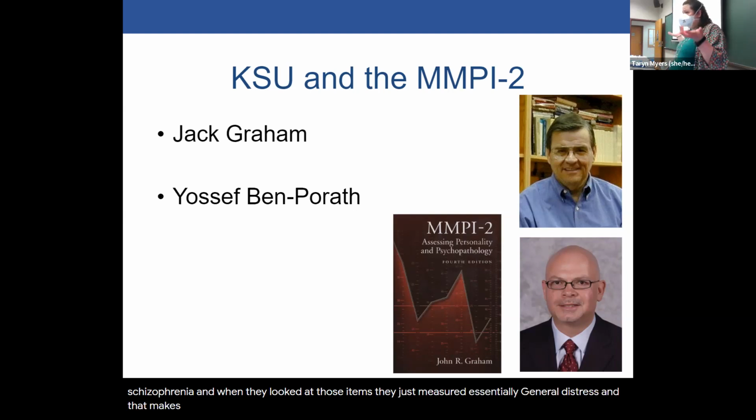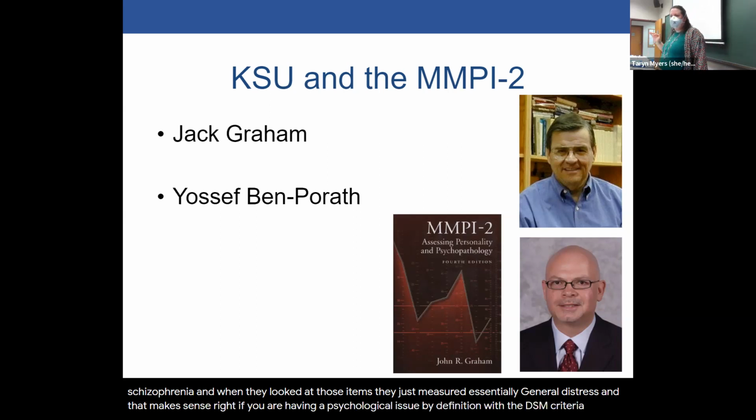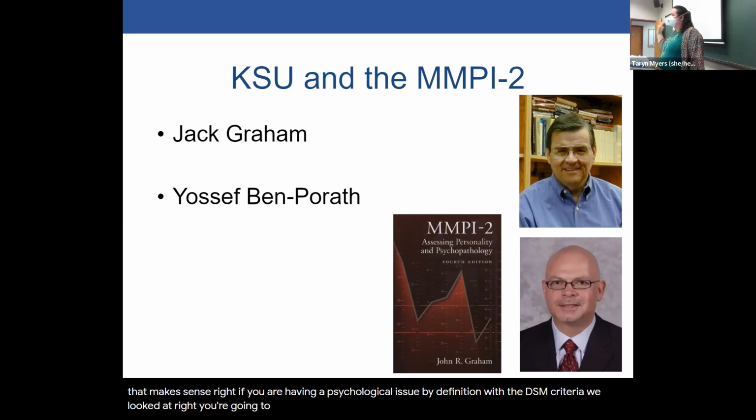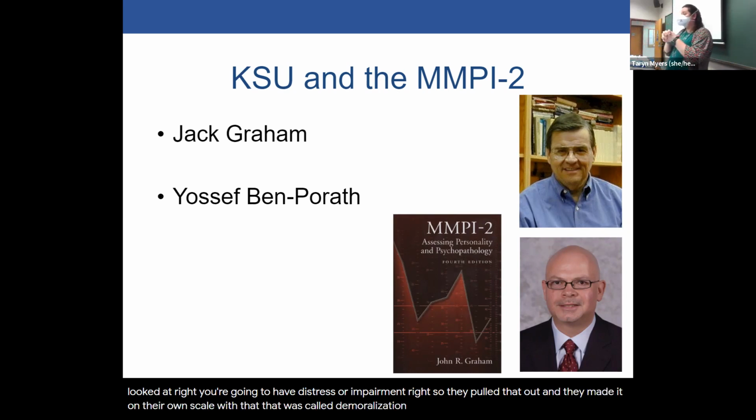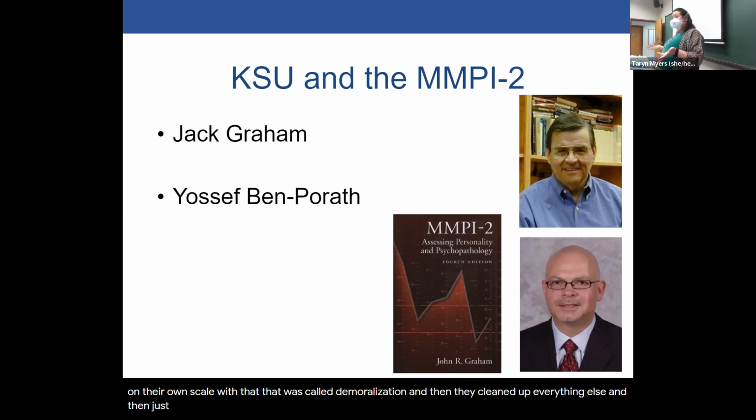And that makes sense, right? If you are having a psychological issue, by definition with the DSM criteria we've looked at, you're going to have distress or impairment, right? So they pulled that out and made their own scale with that. That was called demoralization. And then they cleaned up everything else.